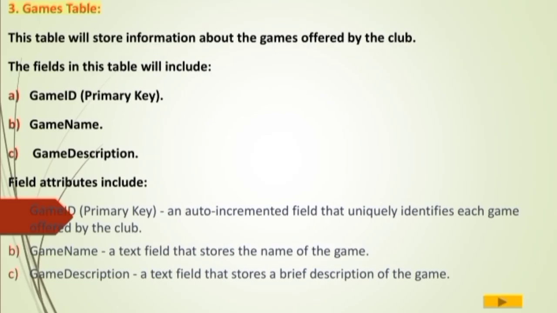3. Games table. This table will store information about the games offered by the club. The fields in this table will include A. Game ID primary key. B. Game name. C. Game description. Field attributes include A. Game ID primary key, an auto-incremented field that uniquely identifies each game offered by the club. B. Game name, a text field that stores the name of the game. C. Game description, a text field that stores a brief description of the game.